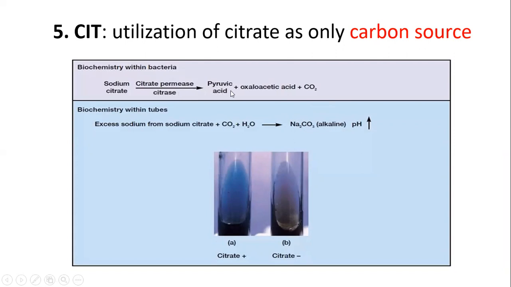Okay, after that, the media will become acidic, and just look here, we are having sodium citrate. So when the citrate is converted into pyruvic acid, there will be excess of sodium, and that sodium will react with the carbon dioxide and water, and it will produce an alkaline product. The pH will again increase, and then the test will be positive. Okay, again the media will become alkaline, and it will produce blue color.